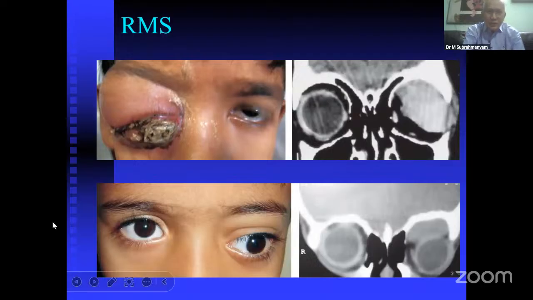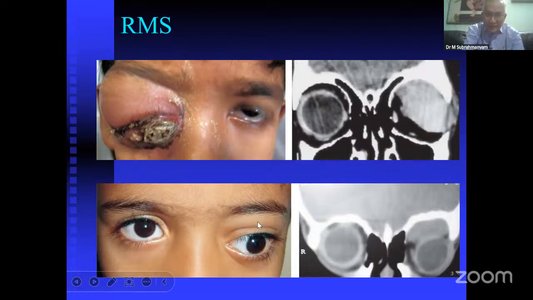Here you can see two patients of rhabdomyosarcoma with different presentations. Both had a duration of 2 weeks only, whereas in this patient you can see a very huge mass, the superior rectus enlarged, with bony excavation and also erosions here. Because it's a child, the bone has given way very early, and the presentation is typical of orbital cellulitis.